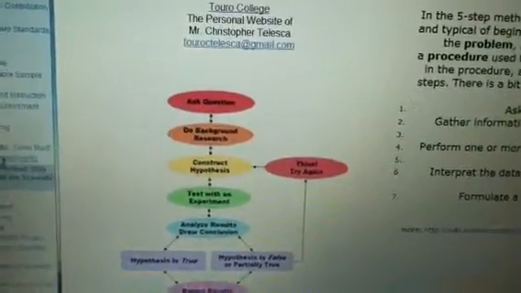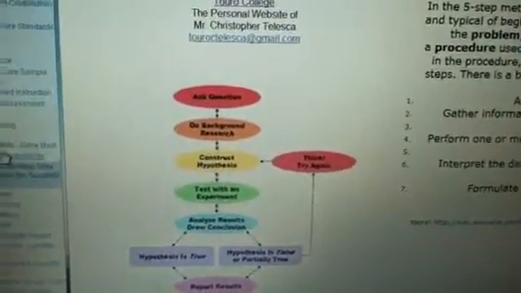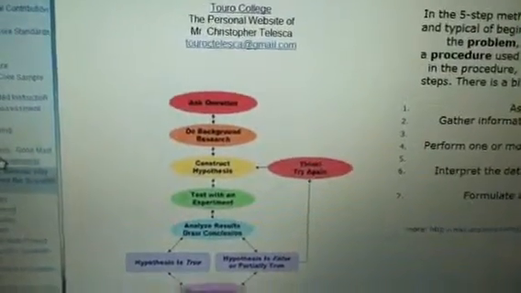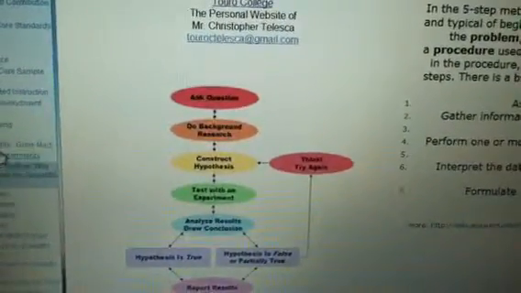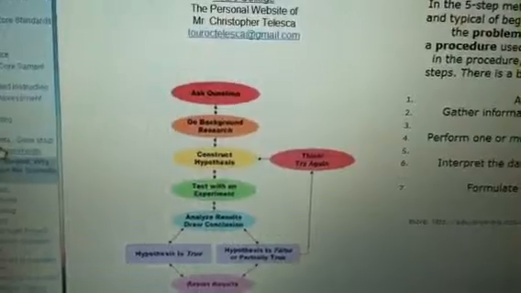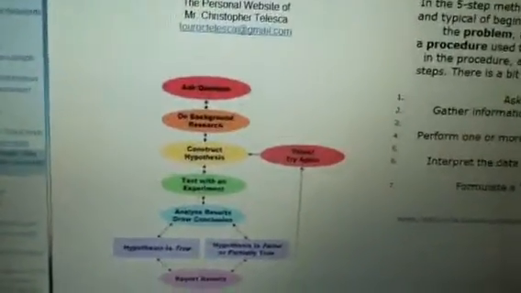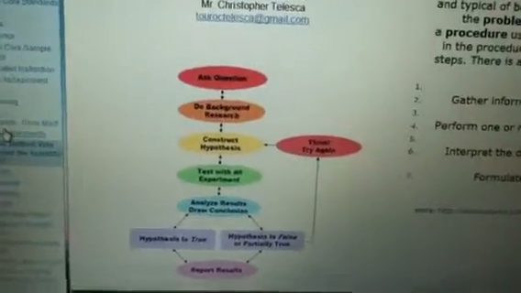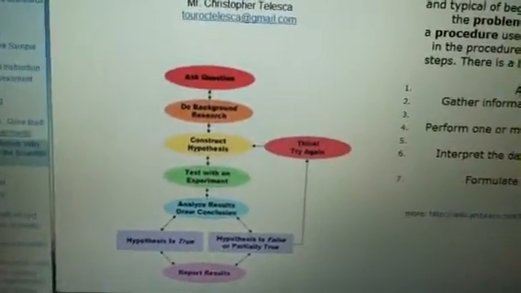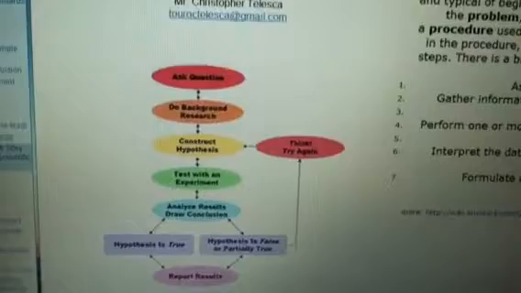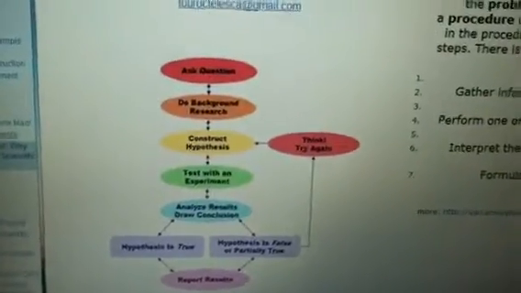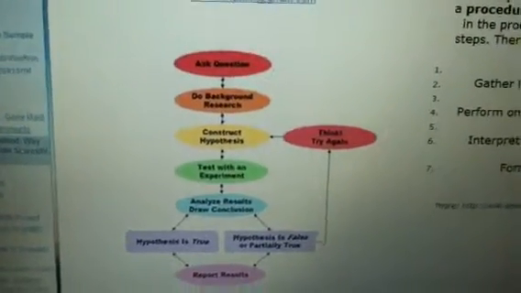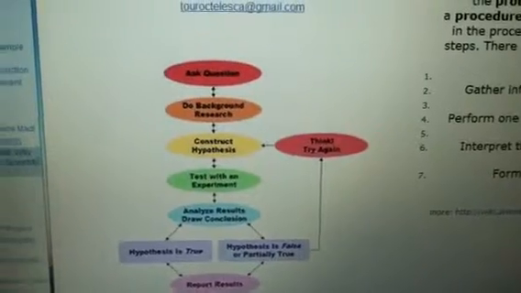Then we have the actual experiment itself, which is the part that our students are always going to love. And then we have to analyze and draw logical conclusions. If the hypothesis is true, then we can go ahead and report our results, maybe make a bar graph, maybe make a line graph, depending on what kind of data we actually have. But if our hypothesis isn't true, if it's false, if you see on the right-hand side, there's a nice little line that says think, try again.